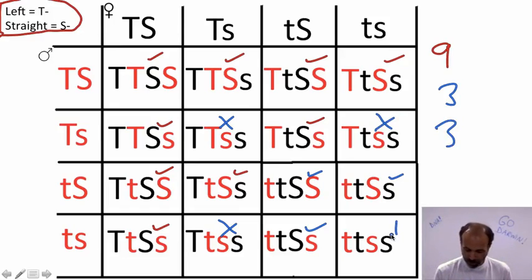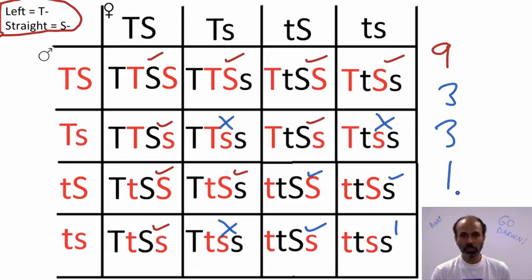And finally, one that's the double recessive. So the ratio you get is 9 to 3 to 3 to 1. So again, there's 16 possible outcomes here, and this is the ratio that we expected. That was laborious. So let's see how we could do this a little bit more straightforwardly.